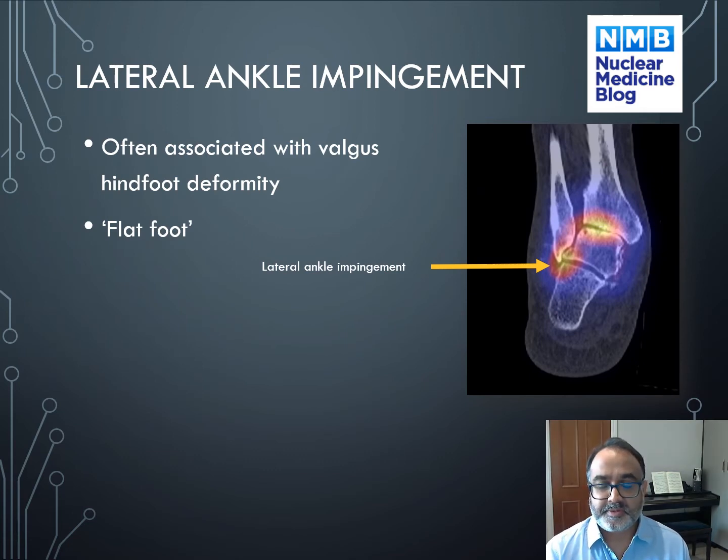This is a case of quite advanced lateral ankle and hindfoot impingement. These cases can often be associated with a valgus hindfoot deformity, sometimes related to flat feet. And in this case, you can see how there's been chronic instability of the ankle and whole of the hindfoot, resulting in subluxation, and now the lateral malleolus, the fibula, is actually impinging on the talus and also the calcaneus. And you can see how the SPECT-CT highlights this change in biomechanical force and stress quite nicely.